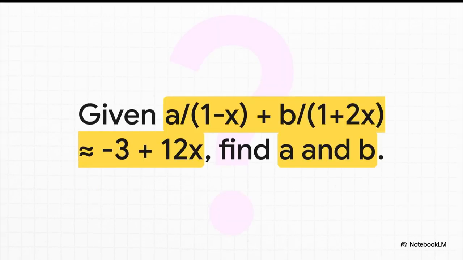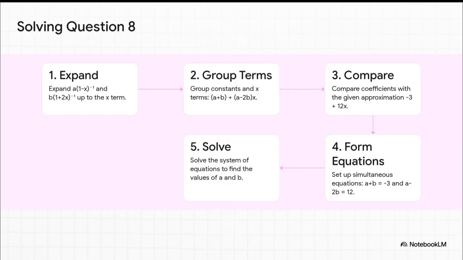All right, on to question 8. This is a cool one. It's kind of a reverse problem. They give us the final answer, this negative 3 plus 12x, and we have to work backwards to figure out what a and b are. The game plan here is to expand the left side and then match up the pieces with the right side. So first things first, we turn those fractions into expressions with a power of -1.